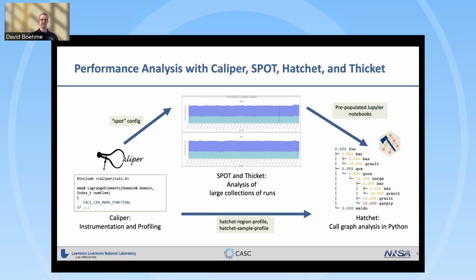Hatchet is kind of in the same realm, in that it is also a Python framework for analyzing call graphs. And that's very helpful if you want to dive into the performance of a single data set, or maybe 2 or 3. And Caliper in this realm is our instrumentation and profiling component. So this is actually the part that goes into the code and measures performance.